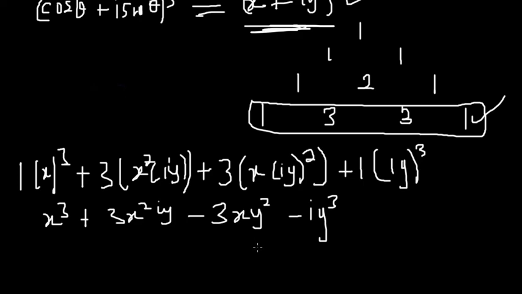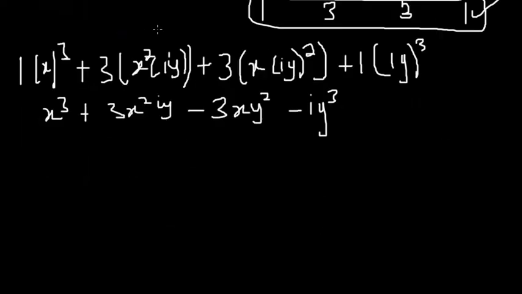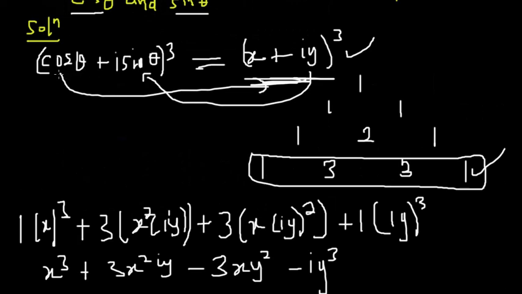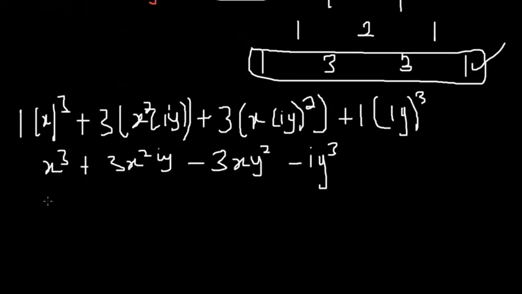This is what you have to do. All you have to do is just represent our x. From here this is our x, and this is our iy. So we have cos theta as our x, and then the i sin theta is our iy. Yes, the cos is our x, and this is our iy. Okay, so let's proceed. So this will be what? Cos, right?